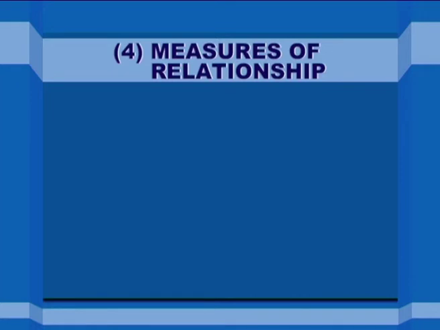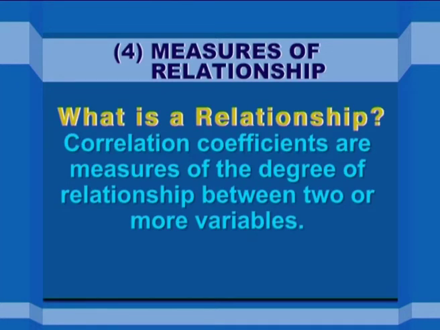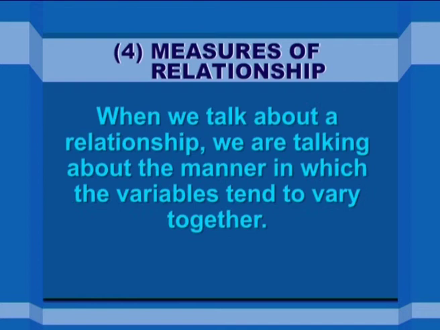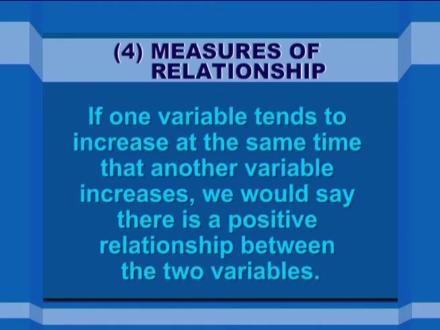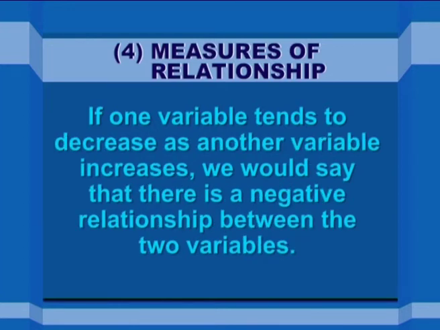Then come the measures of relationship. What is a relationship? Correlation coefficients are measures of the degree of relationship between two or more variables. When we talk about a relationship, we are talking about the manner in which the variables tend to vary together. For example, if one variable tends to increase at the same time the other variable also increases, we would say that there is a positive relationship between the two variables. If one variable tends to decrease as the other variable increases, we would say that there is a negative relationship between the two variables.